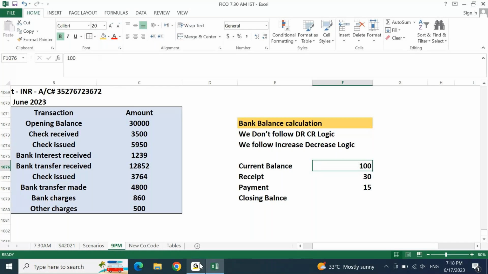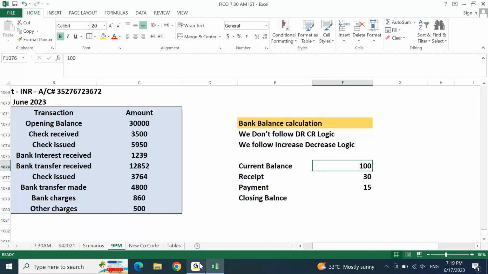What is the current balance? It is 100, correct? Now for your balance, if you have a receipt, is this receipt going to increase your bank balance or decrease the balance? Increase the balance. Receipt will increase the balance. Now whether this receipt is going to be debited or credited is secondary. Currently we are not concerned about debit credit. Currently we are only concerned about whether your account balance is increasing or decreasing.